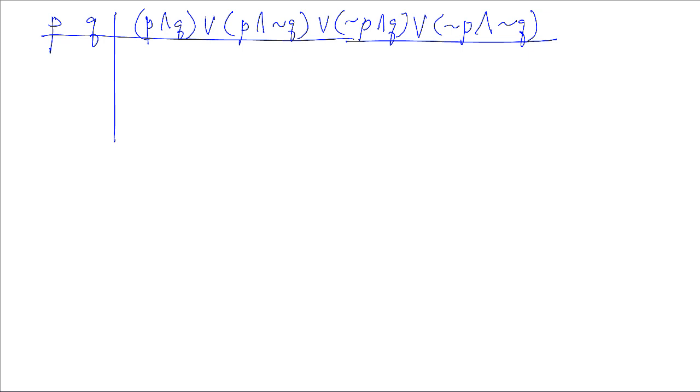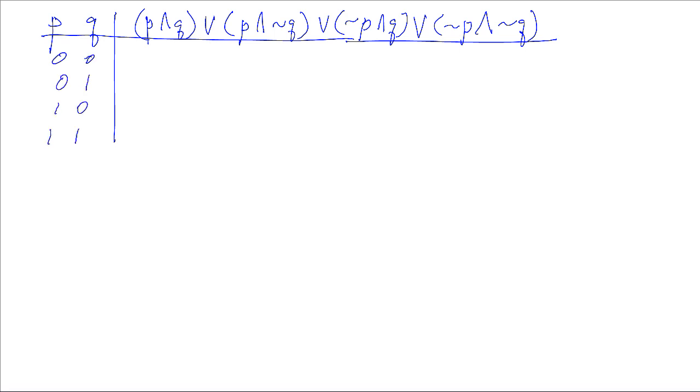So the first one says they're both true. The second one says P is true but Q is false. The third one says P is false but Q is true. And the fourth one says they're both false. And we can just look at that and say, look, that takes care of all four possibilities of P and Q. And so this thing's got to be a tautology. But let's go ahead and double check that with this truth table.